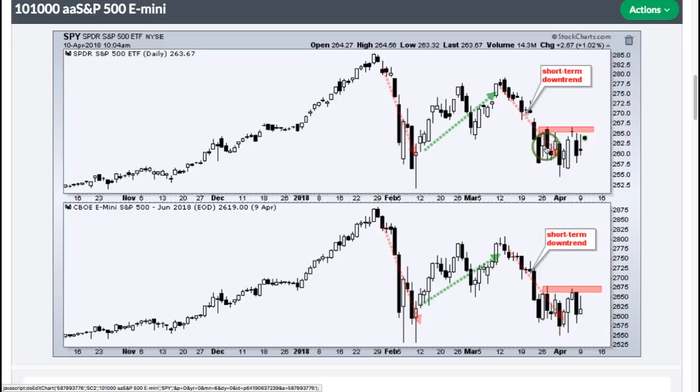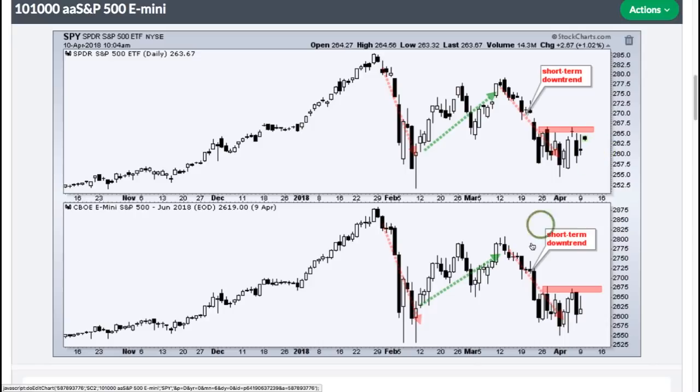And what happens within this consolidation is anybody's guess. But I'm going to say if we get a breakout to the upside here, then that's going to reverse this short-term downtrend. And then we have a longer-term uptrend in play. We're still in a bull market. So that's going to be a pretty bullish development.